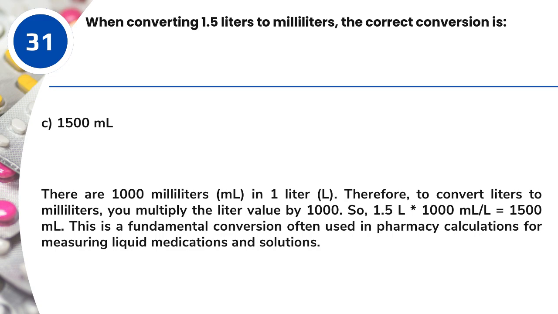There are 1,000 milliliters in 1 liter. Therefore, to convert liters to milliliters, you multiply the liter value by 1,000. So, 1.5 L times 1,000 milliliters per liter equals 1,500 milliliters. This is a fundamental conversion often used in pharmacy calculations for measuring liquid medications and solutions.